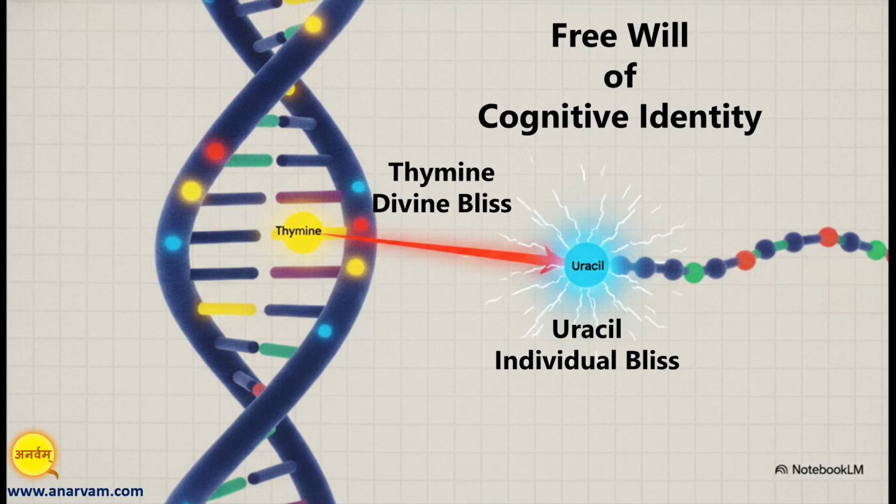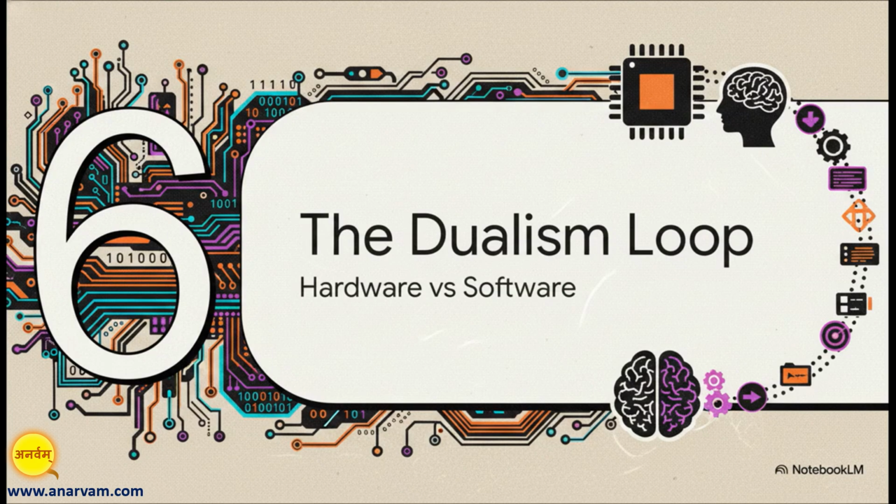But here's the most mind-blowing detail. We can actually pinpoint the exact molecular moment where cognitive autonomy, your individual free will, comes online. During DNA transcription, the operating system code of thymine, which represents divine bliss, transforms into uracil, representing individual bliss, within the mRNA. This tiny molecular switch is the precise moment your cells are allowed to introduce their own unique sentiment and begin acting autonomously. Which brings us to our final phase, number 6, the dualism loop.